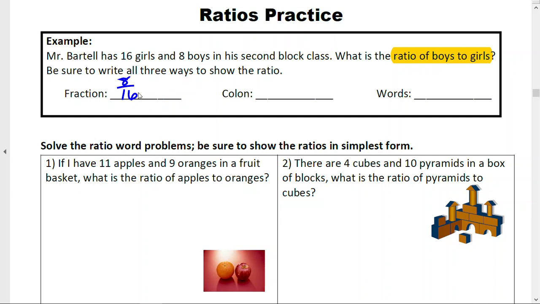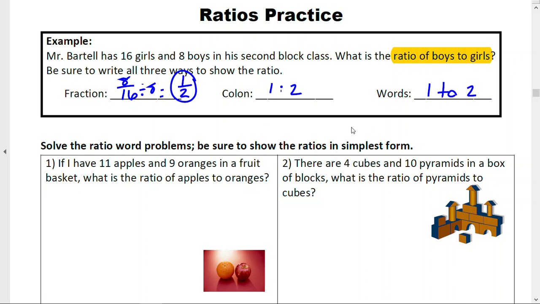So we can simplify this actually by 8, and we can get 1/2 as our fraction. And then we can take our fraction and write it with a colon. So my colon would be 1:2. And I can also write 1 to 2.